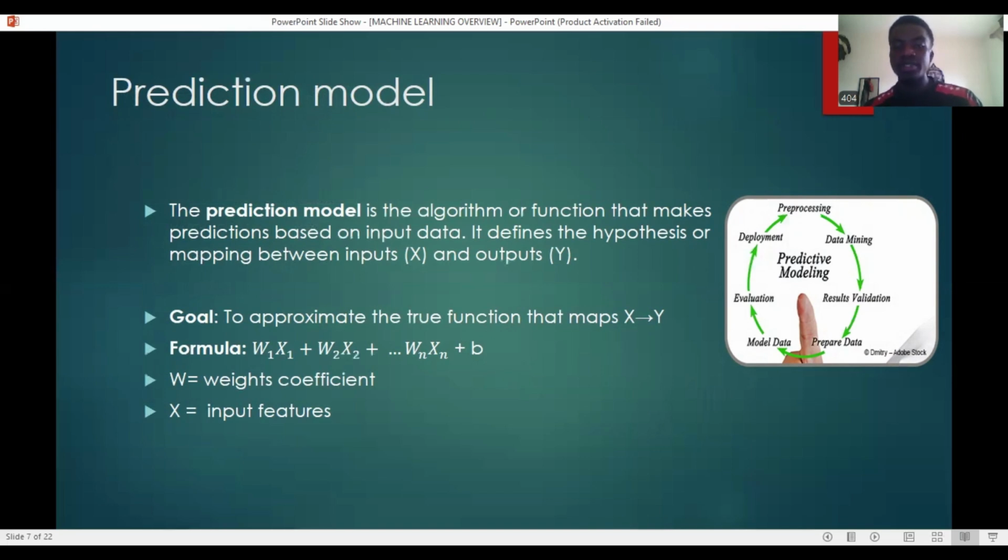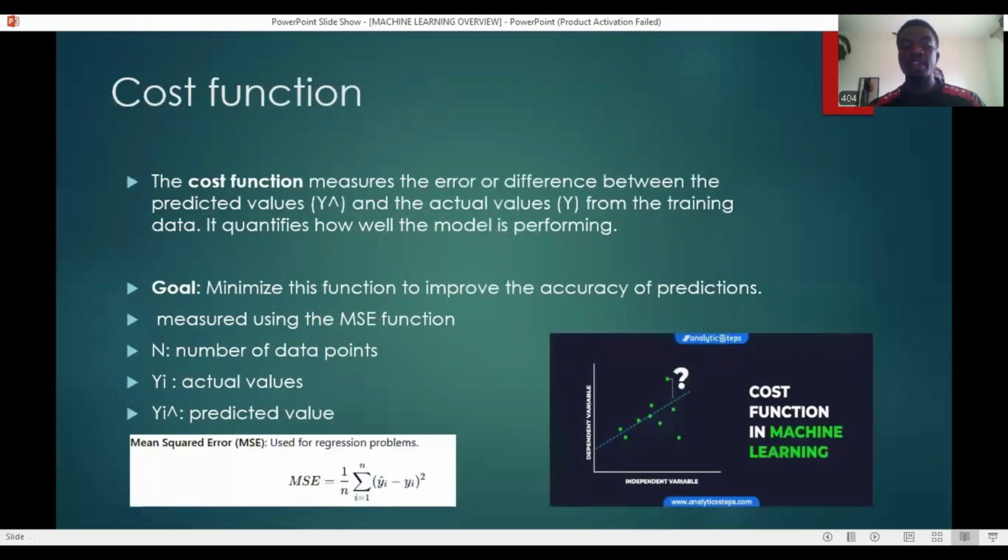Its function is y = w1x1 + w2x2 + ... + wnxn + b. The w is the weight coefficient, the x is the input, plus b. The b is the bias. And then the cost function measures the error between the predicted value of y, the hat symbol, and the actual value of y from the training data. The goal is to minimize this function to improve the efficiency of the predictions. This is based on the mean squared error. The formula is there.